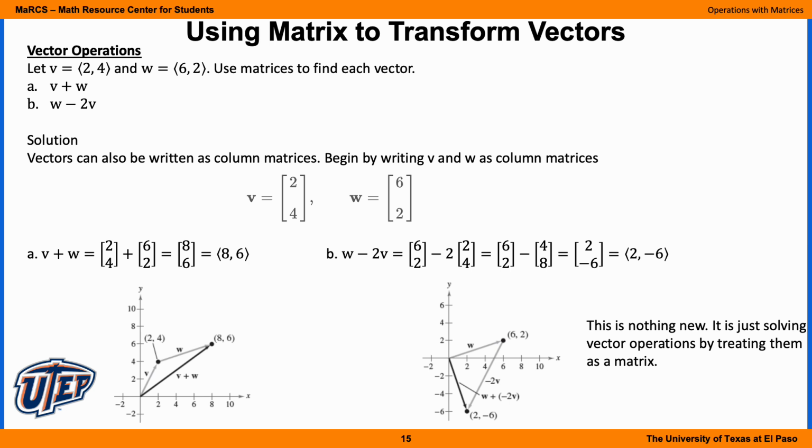The same concept applies for example B, but now we will multiply 2 times V. So it'll be scalar multiplication times the column matrix for V. So 2 times 2 is 4, and 2 times 4 is 8. So now we can subtract that from W. So 6 minus 4 is equal to 2, and 2 minus 8 is equal to negative 6. So we have the column matrix 2, negative 6, and now in vector form it'll be 2, negative 6.